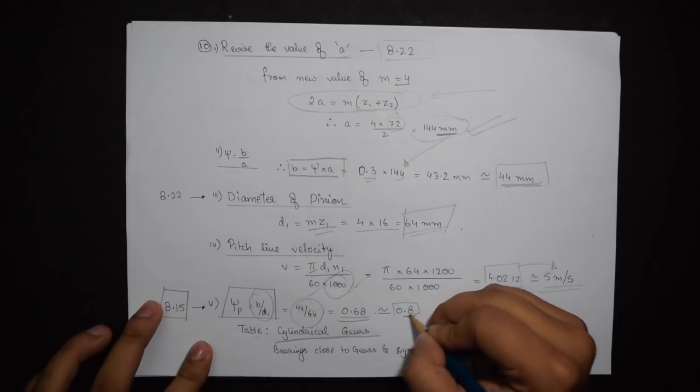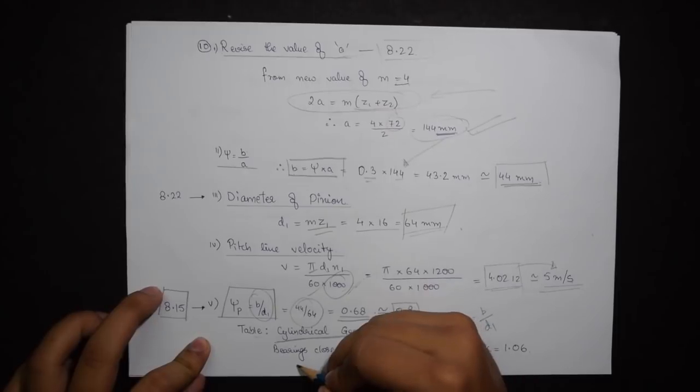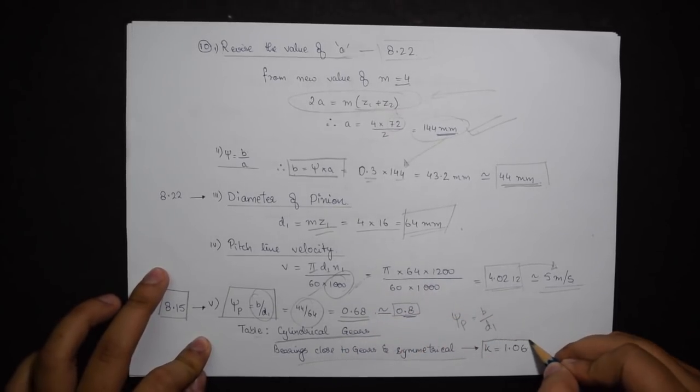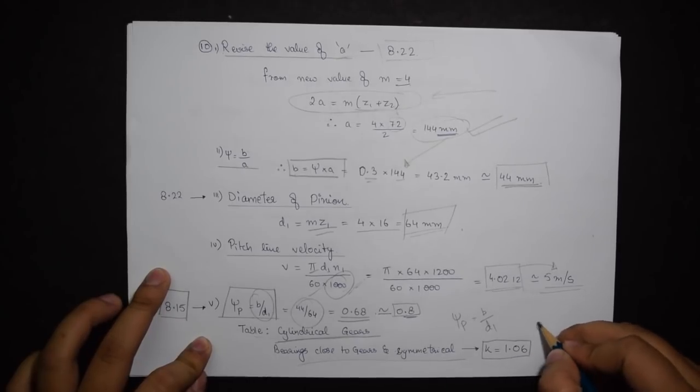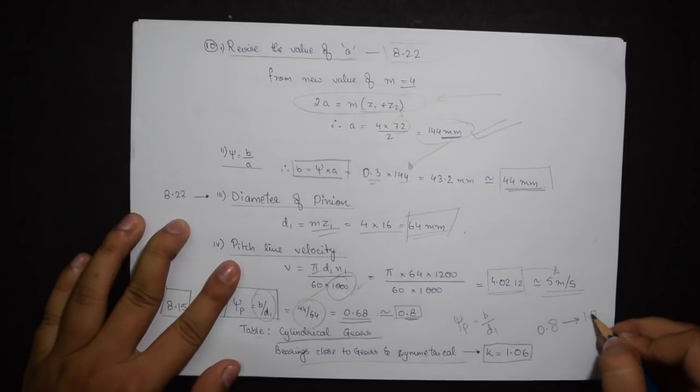As I see next to the psi p column is bearings close to gears and symmetrical, which is also known as K. The value next to 0.8 is 1.06. So my new K value becomes 1.06.